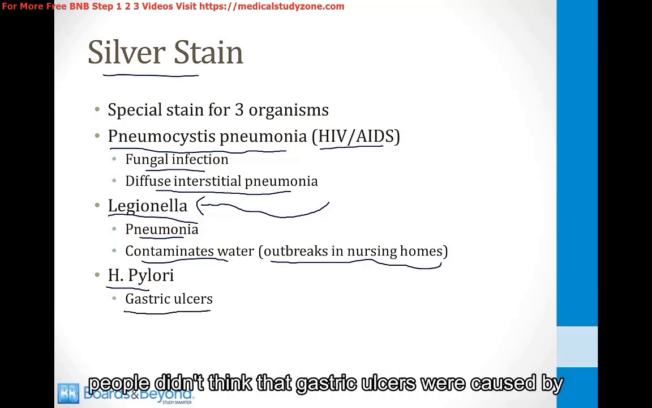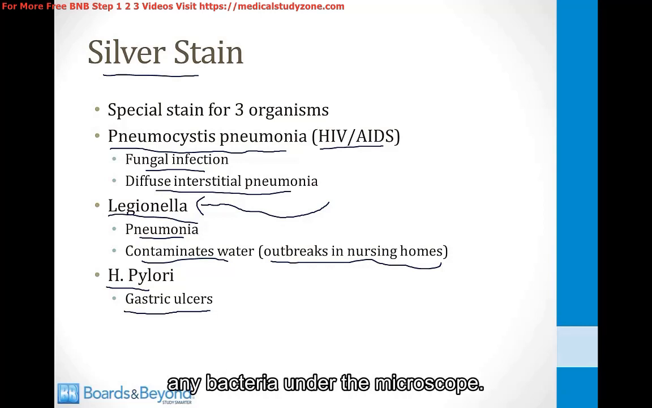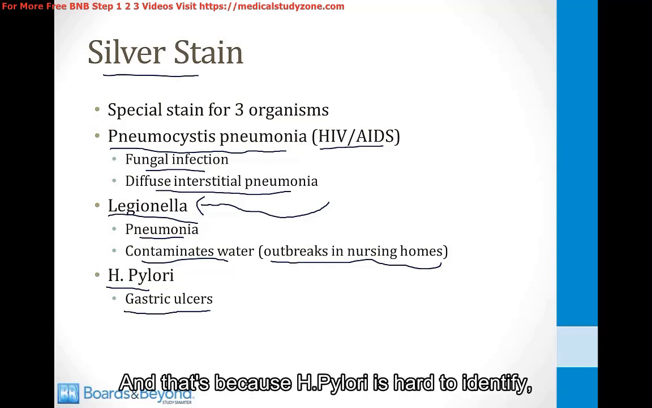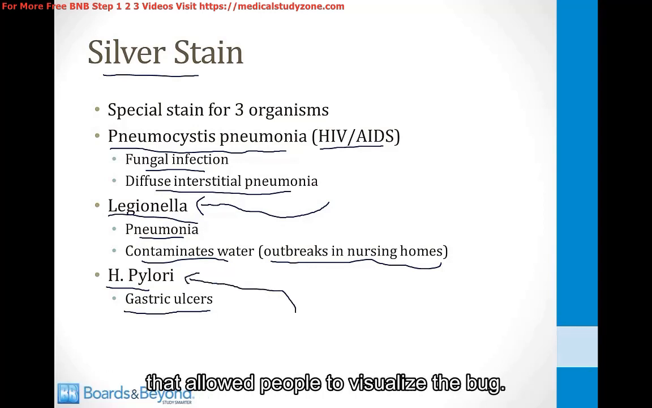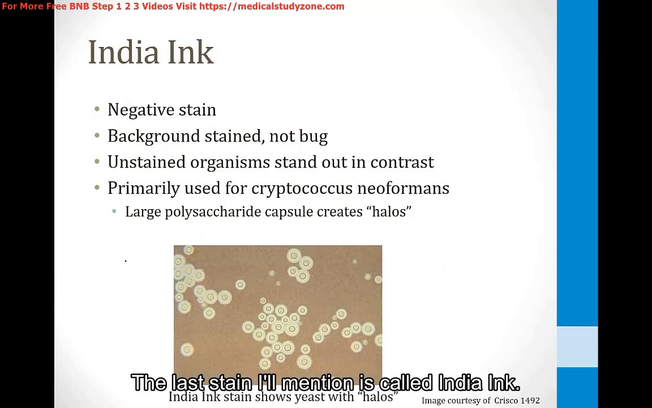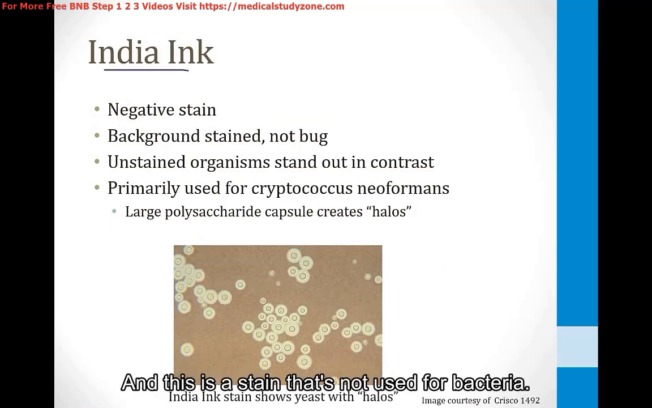So for a long time, people didn't think that gastric ulcers were caused by bacteria because nobody ever saw any bacteria under the microscope. And that's because H. pylori is hard to identify, but silver stains were one of the ways that were discovered that allowed people to visualize the bug.